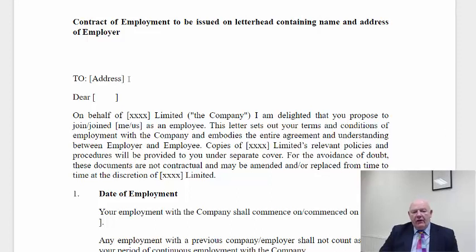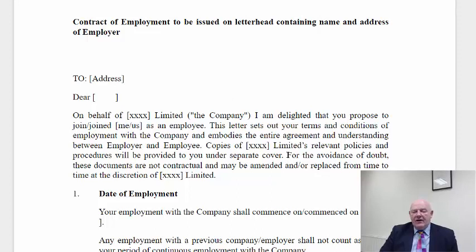So you obviously address your letter, your terms and conditions letter, to the employee, and you set out here the name of the legal entity that is the employer. So that could be a sole trader, it could be a partner, it could be a limited company. You need to be careful about that.